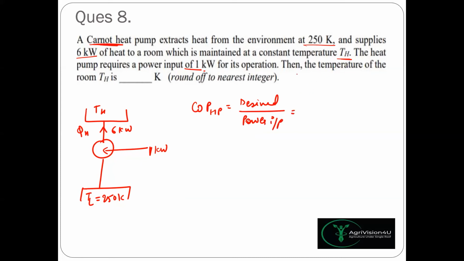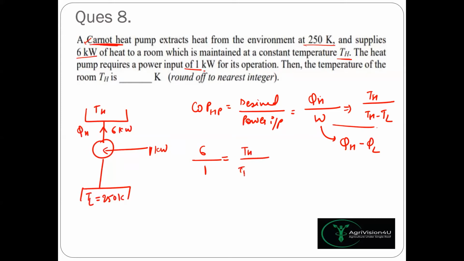Here we can express this in terms of heat as well as in terms of temperature. So desired effect would be QH divided by power input, that is work, and this will be equal to TH divided by TH minus TL, because if you take out work, that will be equal to QH minus QL. Fine. So because we are talking about Carnot heat pump, the ratio of temperatures and the ratio of heat would be same. That is why I've written this expression. Now QH is already given, that is 6. W is also given, which is equal to 1. TH we have to find out, divided by TH minus TL. TL is 250 Kelvin. So we just have to solve this expression, and on solving it, we'll get TH to be 300 Kelvin. Fine. That means the temperature of the room is 300.